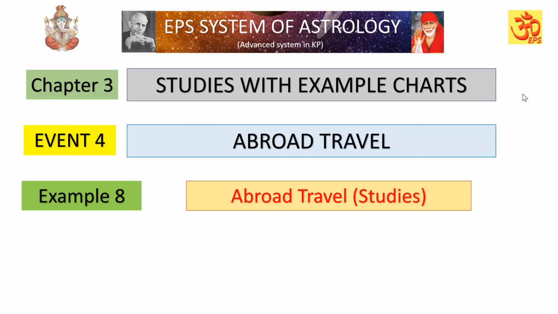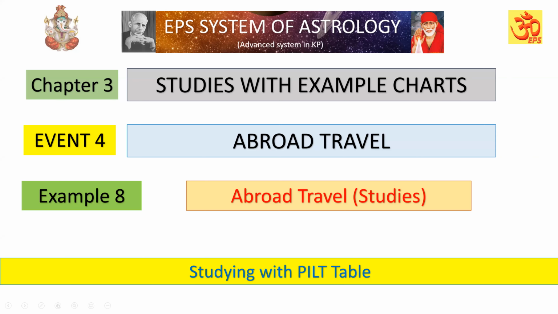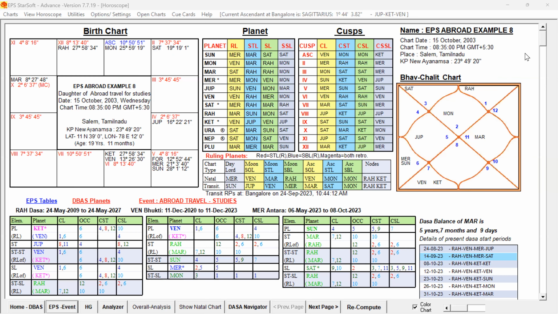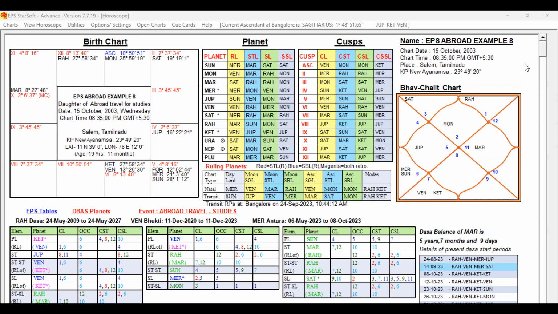Example number 8, abroad travel for studies, studying with the PILT table. Now let us examine the PILT table of this chart and check how they are all supportive. This is the birth chart of that female native who traveled abroad during Rahu Dasa, Venus Bhukti, and Jupiter Antara, to the UK for her studies. Now let us examine this chart with the help of the PILT table. We can check now.